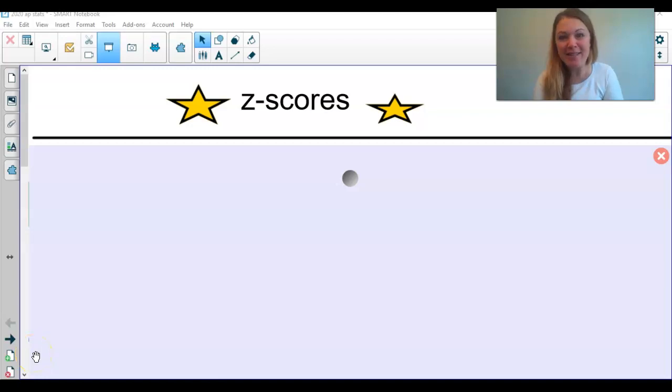Hey, AP Stat students. Today, this lesson is going to be about one way we can measure location within a distribution. Okay, so what do I mean by that? Sometimes in life, we want to measure an individual's location. An example of this would be within a distribution.